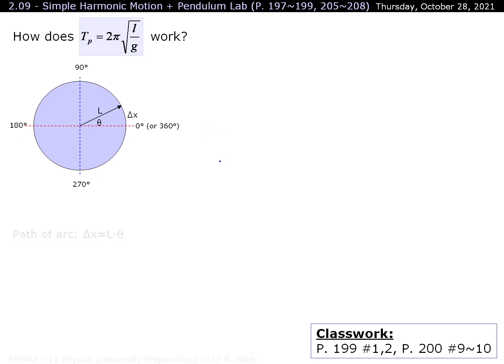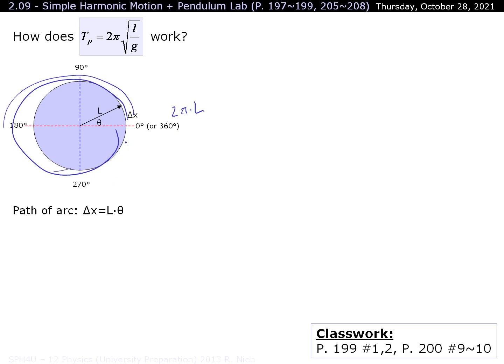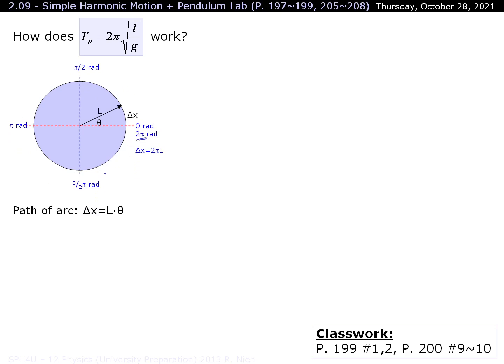All right. But again, when you go around a full circle, since it's equal to 2 pi times the radius, then why not just call the full circle 2 pi? So if you go through a full circle and it's called 2 pi, then half a circle is pi, and a quarter of a circle is pi divided by 2. And that's how we're able to find the path of the arc. So the path of the arc, or the circumference, is equal to the radius times the angle measured in radians.